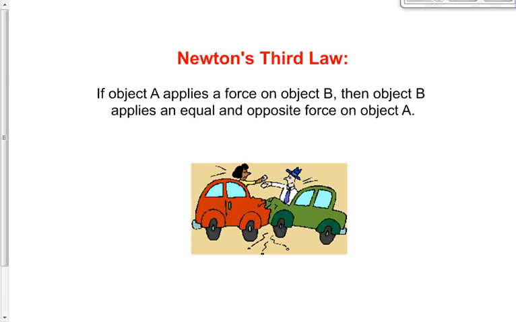A bug hits the windshield of your car. The bug squishes. Your windshield doesn't break. It's the same force. The bug applied a force on the windshield. The windshield applied an equal and opposite force on the bug. That force wasn't strong enough to break your windshield. That force was strong enough to break the bug. Make sense?